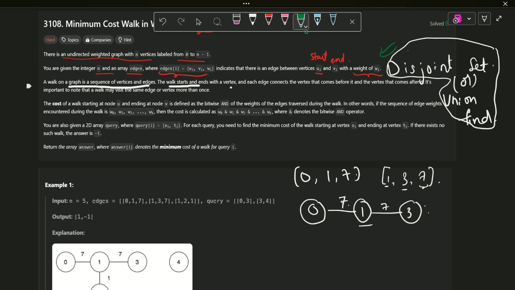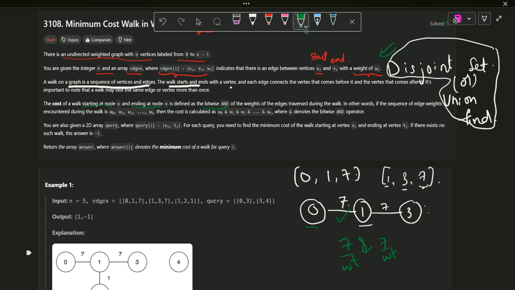Now, after that, the cost of a walk starting at node U and ending at node V is defined as the bitwise AND. That means if we have to move from 0 to 3, we should find out the cost, and the total cost is the AND of these two weights.